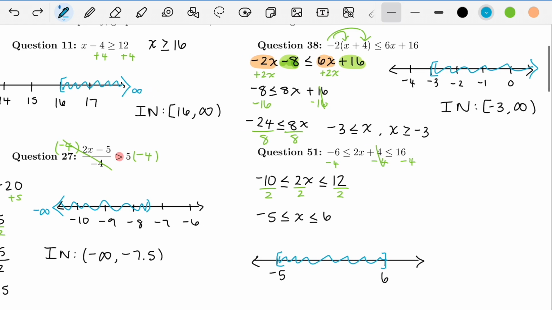All right. And then in interval notation here, it's going to be all numbers between negative 5 and 6, and including these 2, so that'll look like this here.